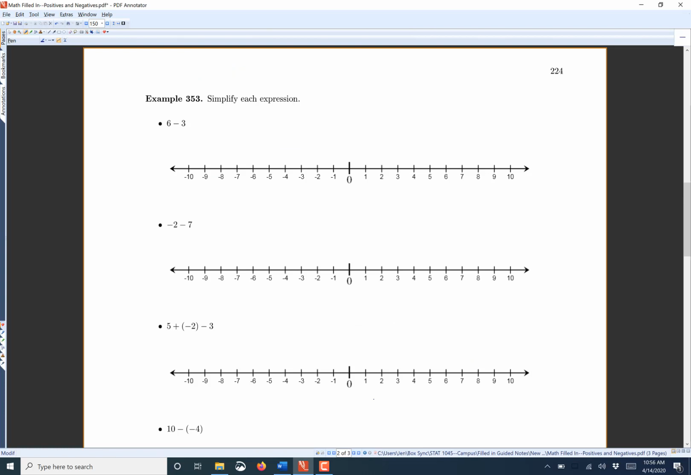So let's try a few addition and subtractions with the number line. I have 6 minus 3, so I'm starting at 6 and I have to go down 3. So right here, I'm at 3. My next one, I start at -2 and I subtract 7. So -7 means we'd go down 7, and we're here at -9. The next one, we start at 5 and we want to add -2. Adding -2 still brings us down, so we're right here. And then we subtract 3, that also makes us go down. So we're at 0.